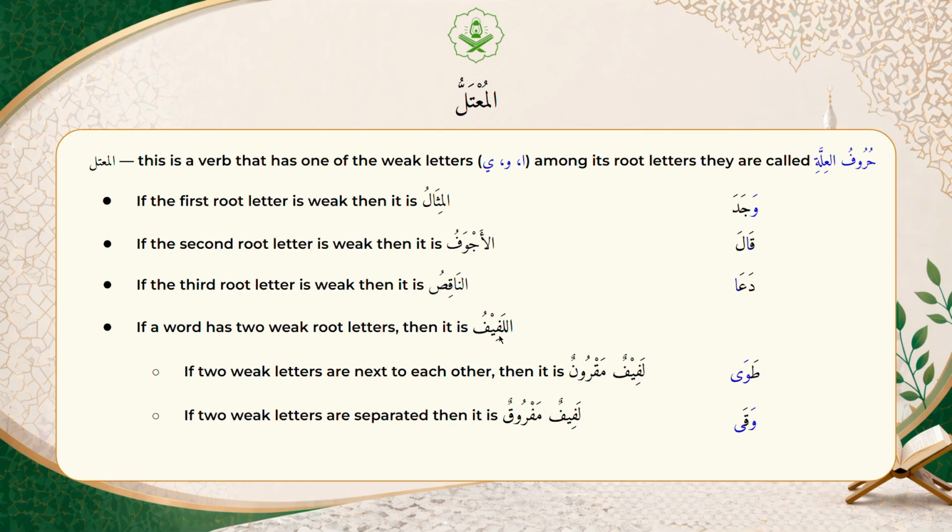And if a word has two weak letters, it will be called اللفيف. And لفيف has two types. لفيف مقرون, when both of them are next to each other, like طوى, waw and alif مقصورة are together. So this type of لفيف will be called لفيف مقرون. And if they are separate, it will be called لفيف مفروق, like وقى. Waw at the beginning and ya at the end.